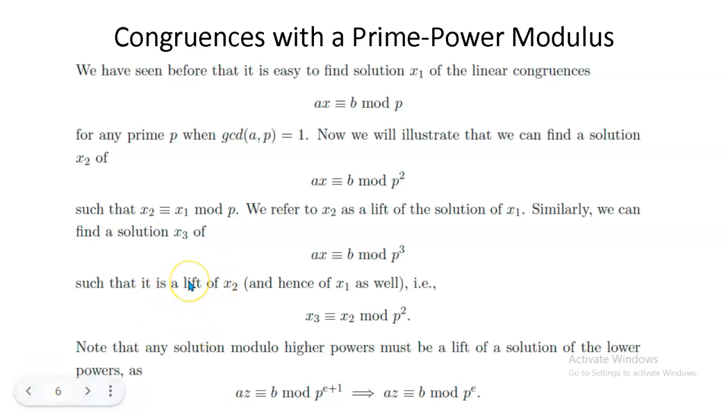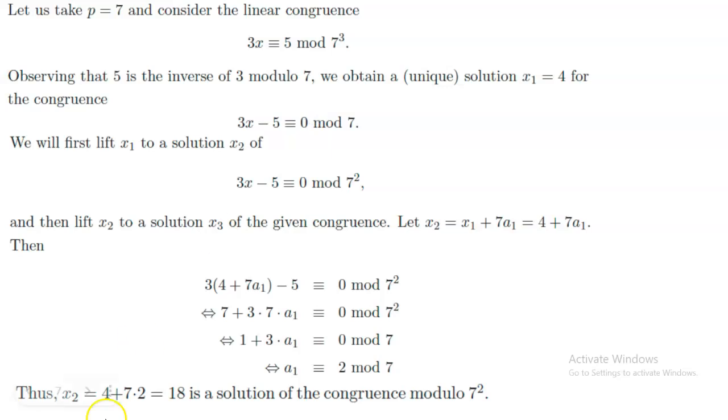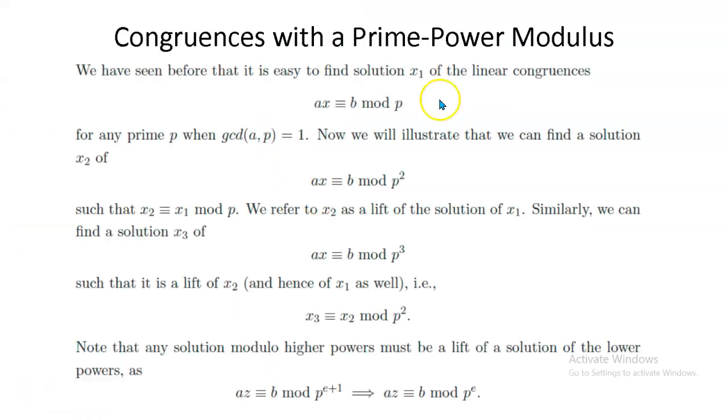Congruences with a prime power modulus. We have seen before that it is easy to find a solution x1 for linear congruences of the form ax congruent to b mod p, for any prime number p where the GCD of a and p is 1. Now we'll illustrate that we can find a solution x2 for ax congruent to b mod p^2 such that x2 is equal to x1 mod p. x2 is called the lift of the solution x1. Similarly, we find another solution x3 such that ax congruent to b mod p^3.